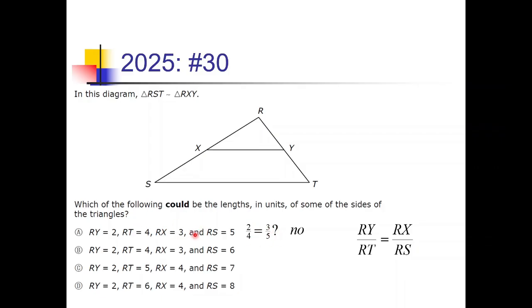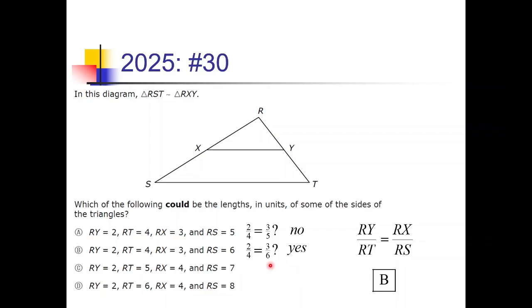So these could not be the sides if these triangles are actually similar. So moving on to B then, we've got 2 over 4 and 3 over 6. Those both reduce to 1/2, so this is a yes. These could definitely be the sides. And you could, if you wanted, now pick choice B.